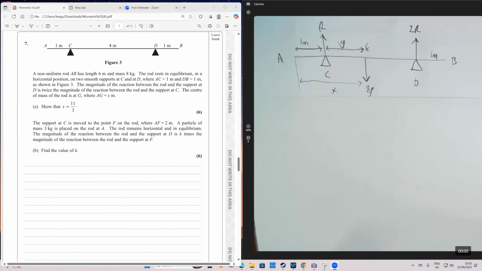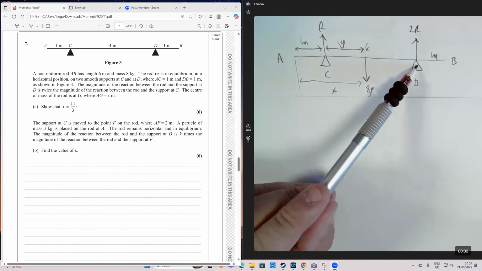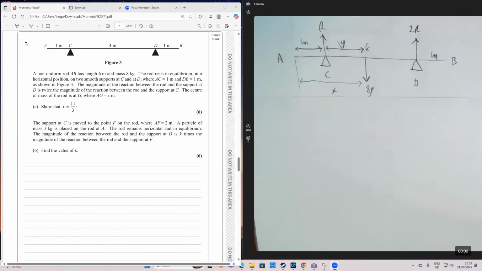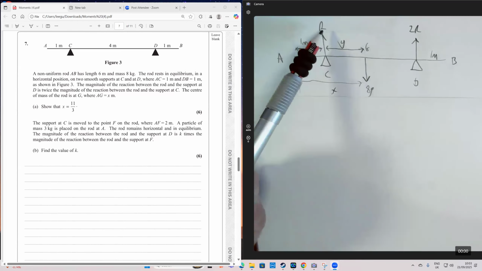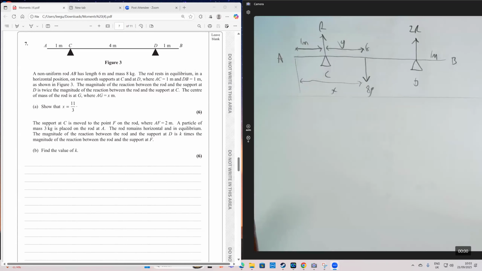As shown in figure 3, the magnitude of the reaction between the rod and the support at D is twice the magnitude of the reaction between the rod and the support at C. So this force is twice this force. So we only need to express it in terms of one unknown, an idea that we've met in previous videos. The center of mass of the rod is at G, where AG is X. So it's at G and we're calling AG X.